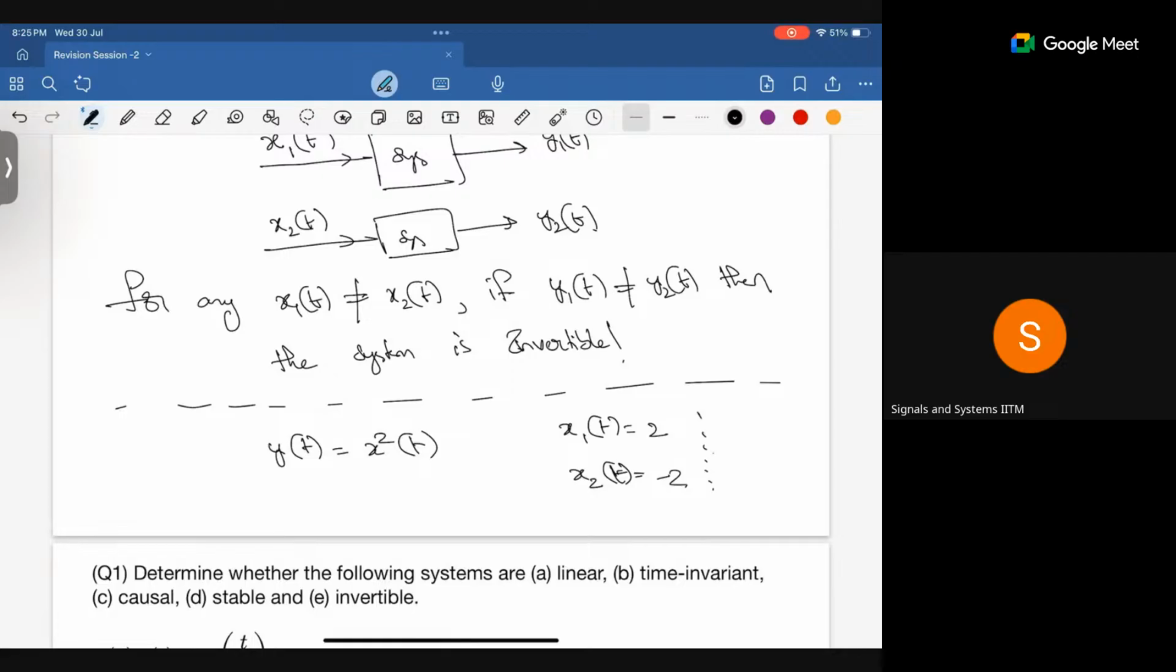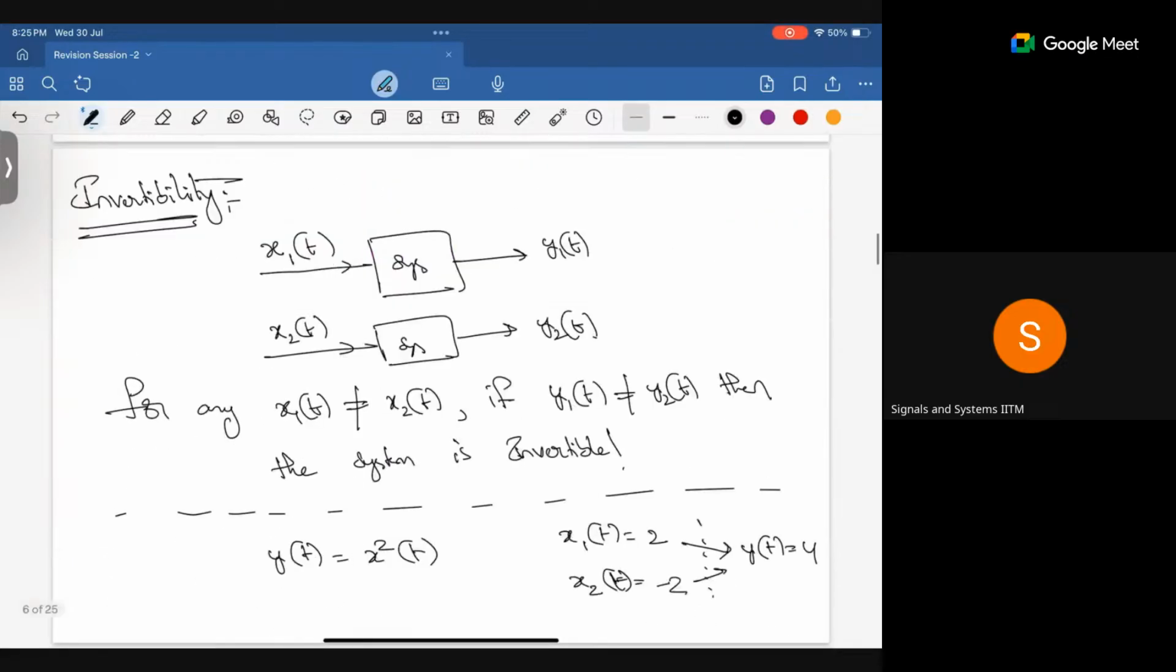So for these two inputs, we'll get the same output y of t, which is 4. Again, a constant value. Right. So this breaks the condition for invertibility. And this is how you should remember it. There should be a 1-to-1 mapping between the input and the output. All right. So these are the system properties.